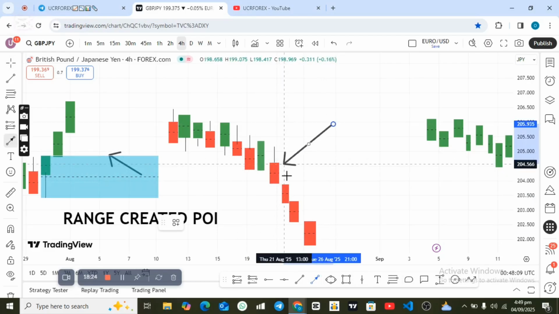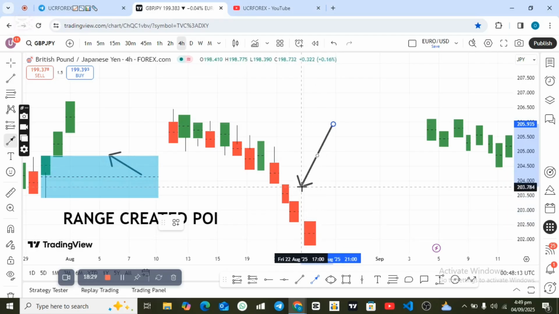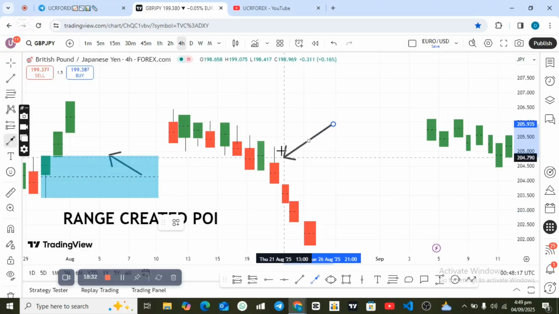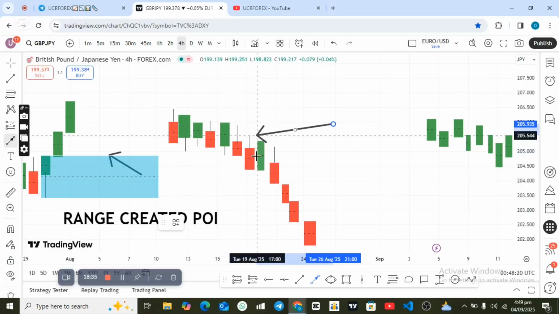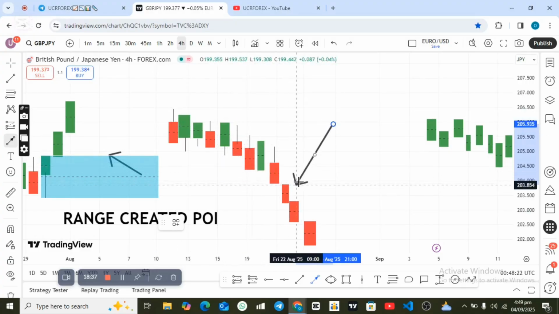Then you can see after this candle here, look at this candle. After this candle, the next thing we saw was this massive momentum of candles that went to the downside and broke the structure. Where is your point of interest? This is your point of interest. There's no need to mark all these things as a point of interest, my friend.